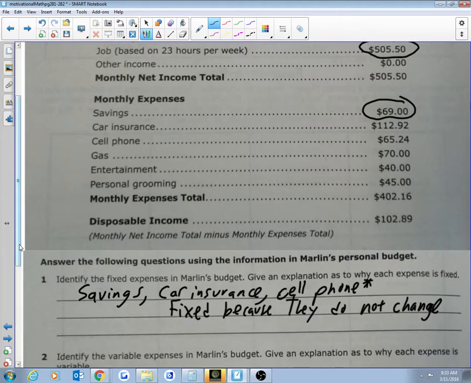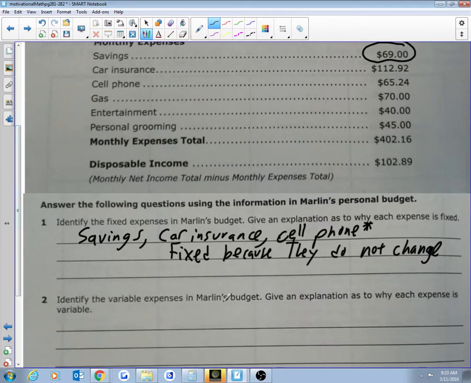Okay. Number 2, identify the variable expenses in Marlon's budget. Give an explanation as to why each expense is variable. Now, variable means it will change. So the things that will change, well, his gas is going to change depending on how much he drives. His entertainment is going to change depending on what he goes to do for entertainment. And his personal grooming, like buying clothes and buying soap and different things, that's also going to change.